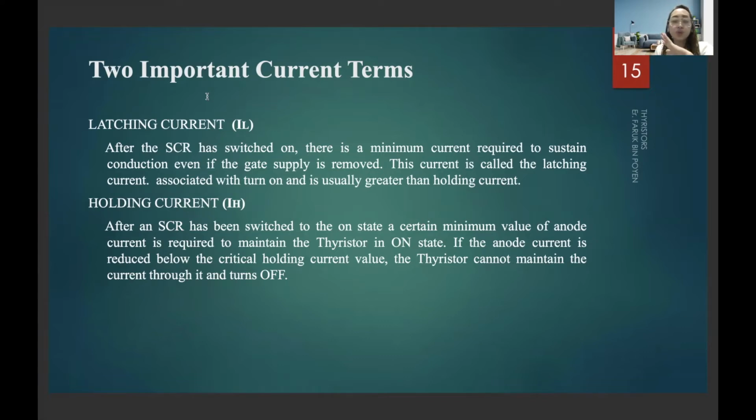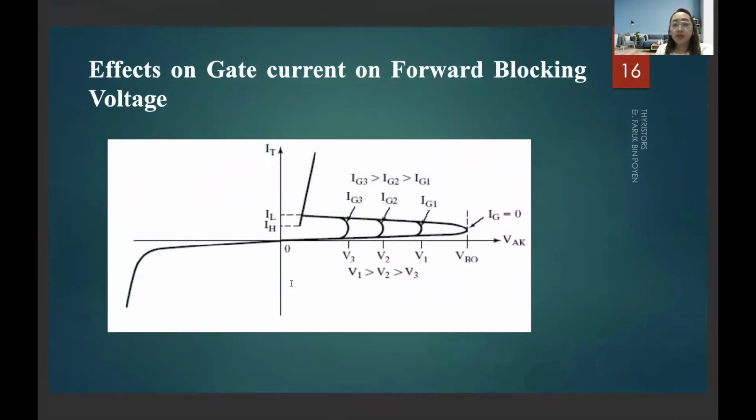So the difference of the two is that when you reach latching current, it will continuously supply current and will continuously be in the conduction state. While with the holding current, during the on state, if you gradually lower the current below the holding current value, the thyristor cannot maintain the current through it and turns off. So this is the effect of the gate voltage. It depends on how much voltage is at the gate for it to have the triggering effect.